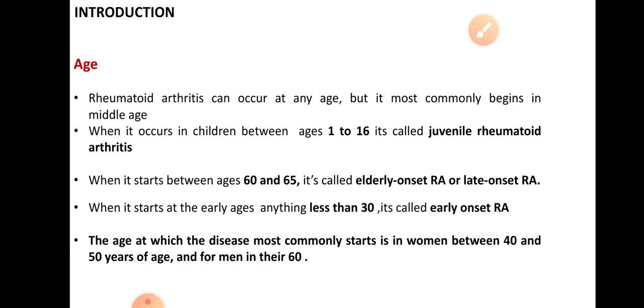The age at which the disease most commonly starts is in women between 40 and 50 years of age, and for men in their 60s. So these are the different types of rheumatoid arthritis based on the age. First is juvenile, next is elderly onset of RA, and the third one is early onset of RA.